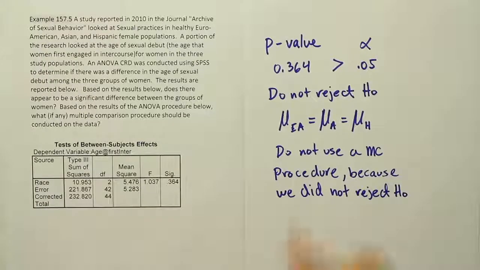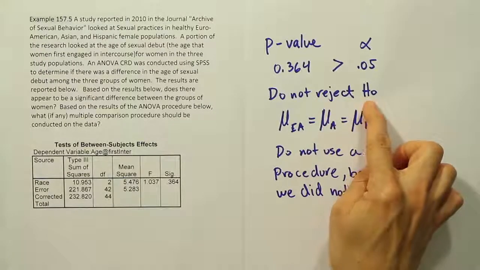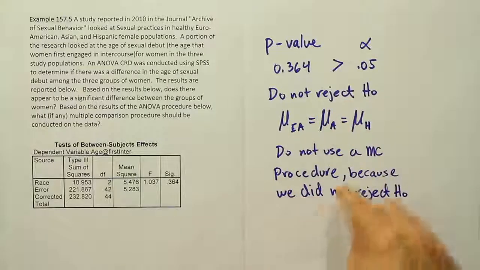So the idea should be, we must reject first, and then if we reject, then we can go ahead and use the multiple comparison procedure. And that's it.